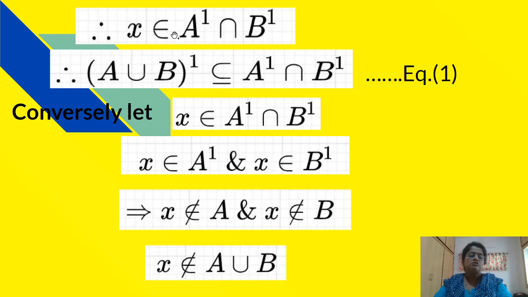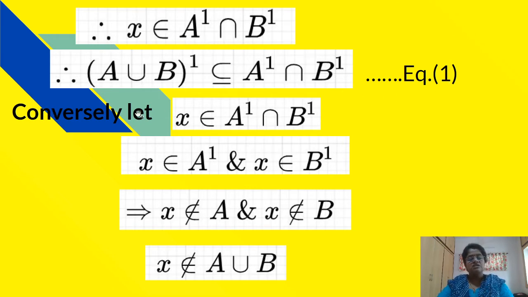Means X belongs to their intersection, that is, X belongs to A complement intersection B complement. In the beginning we have taken X belongs to (A union B) complement, and we came to the conclusion up to X belongs to A complement intersection B complement. It means that (A union B) complement is a subset of A complement intersection B complement. Suppose this is our equation number 1.